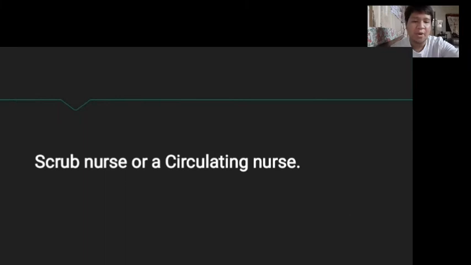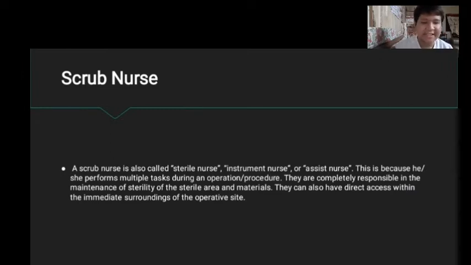To begin with, we have the scrub nurse and the circulating nurse. So for the scrub nurse, what is a scrub nurse? This is also known as the sterile nurse, or the instrument nurse or the assist nurse. These nurses, he or she, because a nurse can be male or female, perform multiple tasks during the operations and the procedure. They are completely responsible for the maintenance of the sterility of the sterile area and materials. They can also have direct access to the immediate surroundings of the operative site.